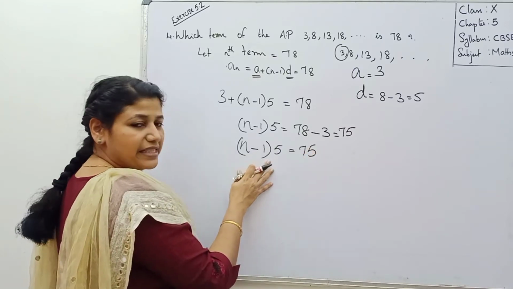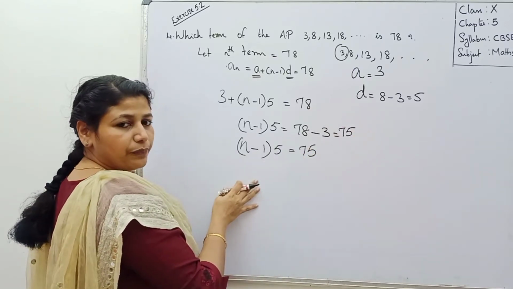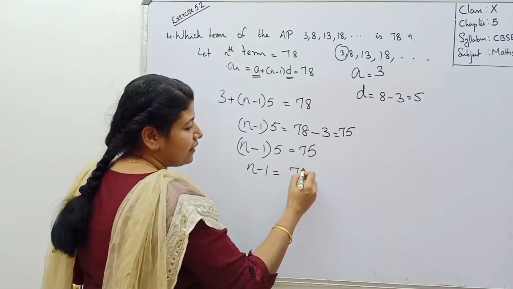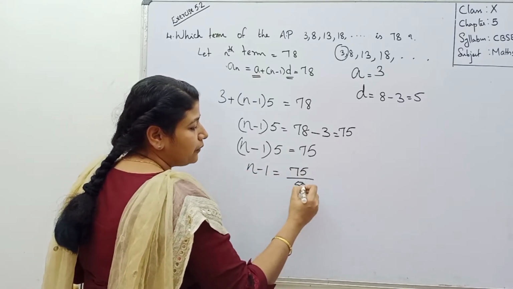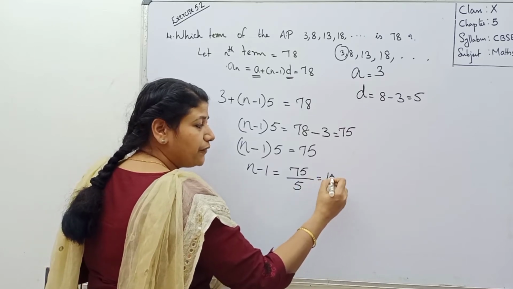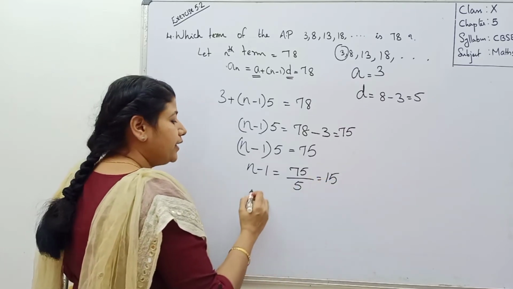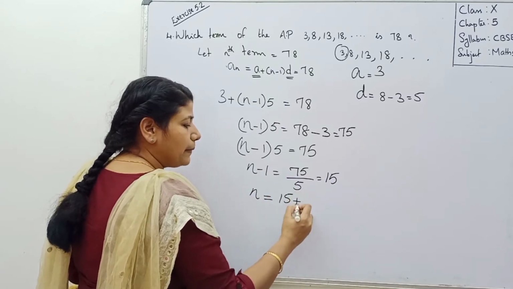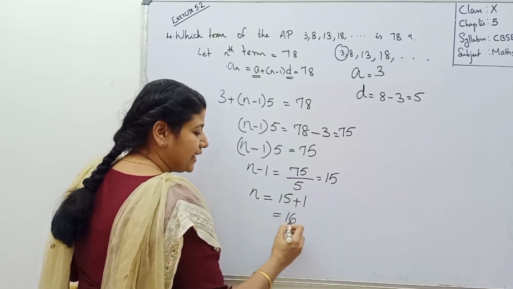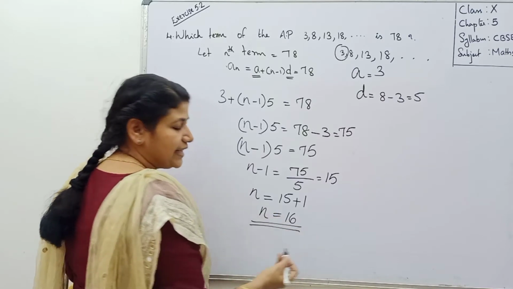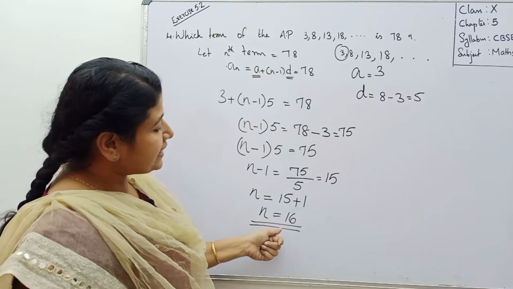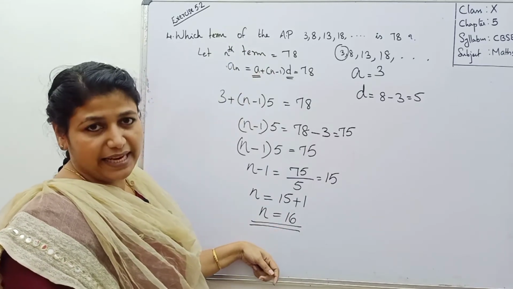ഇത് ഇവിടെ multiply ചെയ്യാനാണ്, അങ്ങോട്ടേക്ക് എടുക്കുമ്പോൾ നമുക്ക് എന്ത് സംഭവിക്കും? Divide ചെയ്യാനായിട്ട് മാറും. So we can write n minus 1 equal 75 by 5 which is equal to 15. 15 into 5 is 75. Now we can write n equal this 15. This minus 1 will be plus 1. You will get 16. n equal to 16. So in this progression, 16th term will be 78.